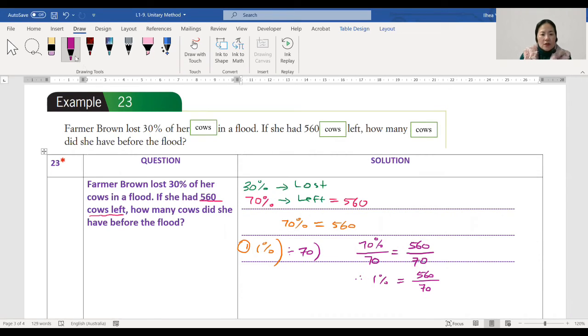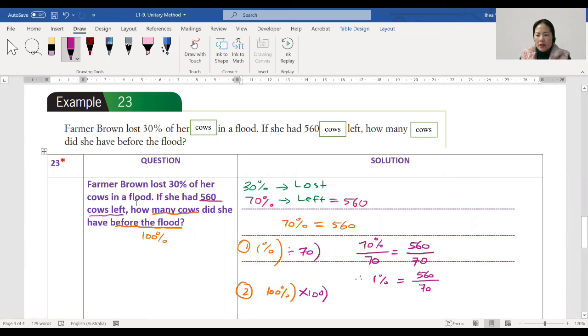So that's my first step. I've got the 1%, but that's not the answer. We want to know how many cows before the flood. So it has to be more than 560. That's 100%. We want the 100% number of cows. Okay, so that will be times by 100.